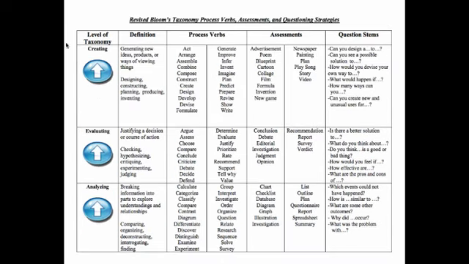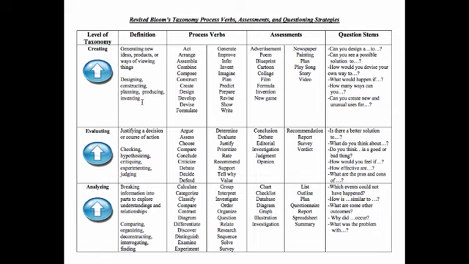Directly next to them in the next column is the definition of that particular level of taxonomy. For instance, creating is the generation of new ideas, products, or ways of viewing things. And students can actually do that by designing, constructing, planning, producing, or inventing something.